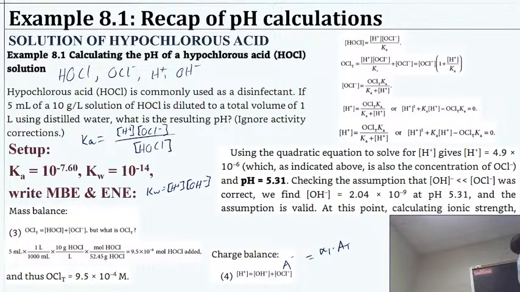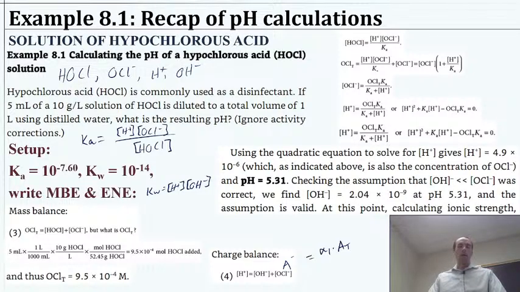So they simplified it in a different manner. Maybe they started at a different point and simplified from there, but it's the same deal, right? Okay, so using the quadratic equation to solve for H plus, we would get 4.9 times 10 to the minus 6.